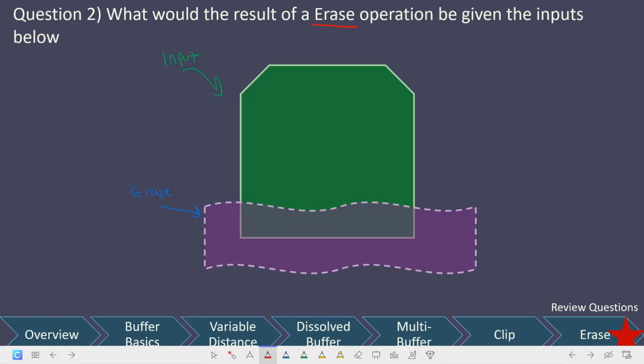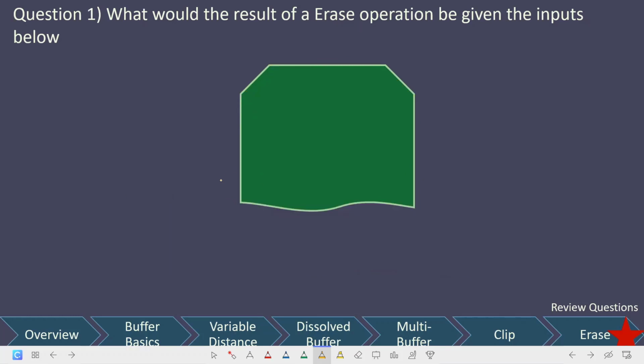Okay, hopefully you took a second to think about it, and what you came up with was that because we're doing an erase, anything that is overlapped is removed from the input, meaning what we would get back would be something that looks like that. And if we look at that sort of drawn to scale, this is what we would end up with.